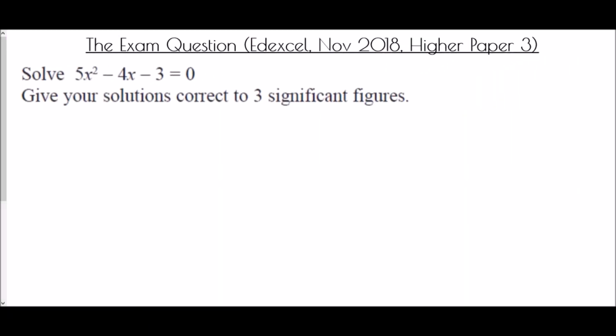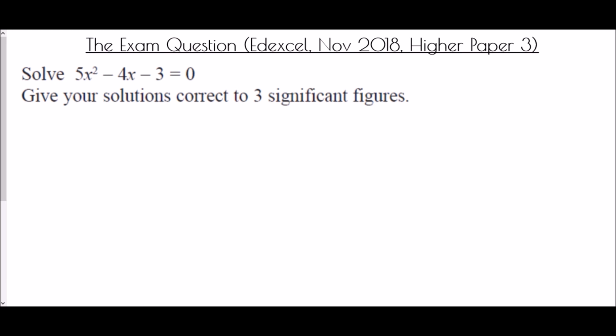And so we're going to end with the exam question. It came from the Edexcel paper in November 2018 and it was on higher paper 3. And it says solve 5x squared, take away 4x, take away 3 equals 0. Give your solutions correct to 3 significant figures. Now, in this video, we've been looking at solving equations by factorising and by using the formula. Which one are we going to use here?